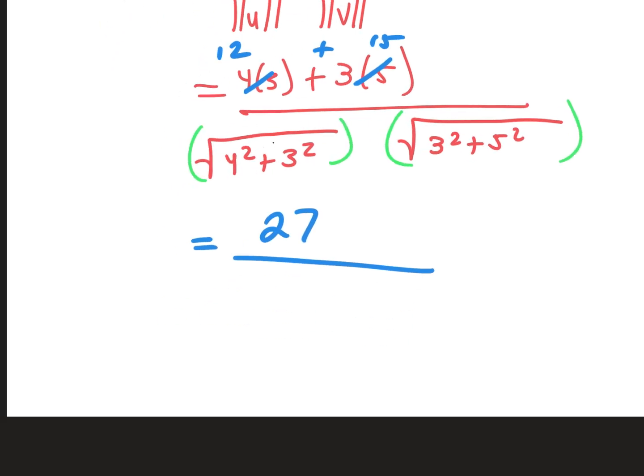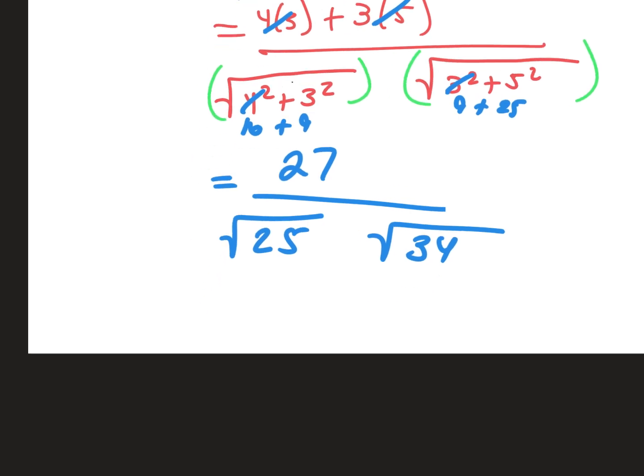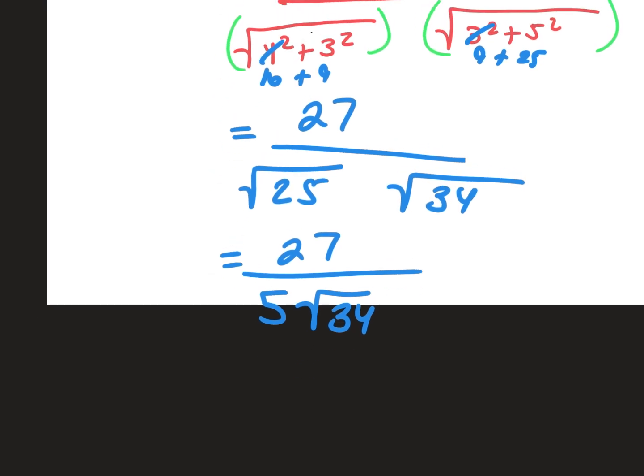Then let's just do the bottom. You don't even have to do the square roots. Just simplify it. 4 times 4 is 16, right? And 3 times 3 is 9, so 16 plus 9 is 25. And then here, 3 squared is 9 plus 25 gives me 34. Now, some of you are going to be like, well, you can simplify the square root of 25. Okay, fine, do it. If you don't want to, don't worry about it. I'm going to say 27 over 5 square root of 34. Where'd I get the 5 from?